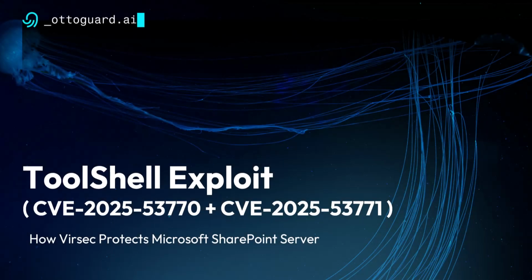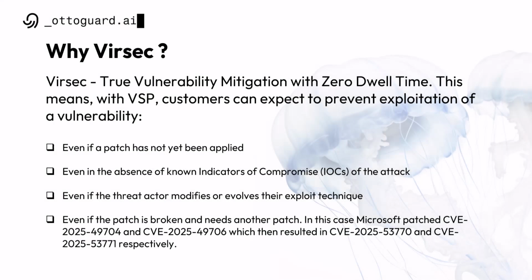Hi, in this demonstration, I will show how our SEC cybersecurity solution VSP protects Microsoft SharePoint Server against the remote code execution vulnerability known as Toolshell, a combination of CVE-2025-53770 and 53771, which CISA has recently flagged as being actively exploited in the wild.